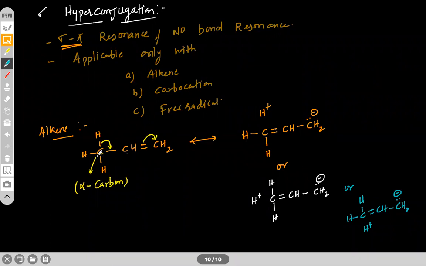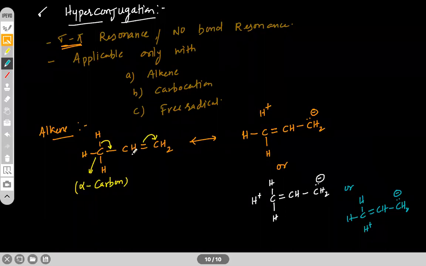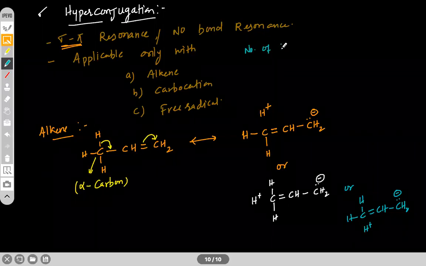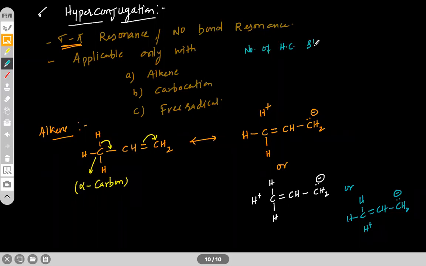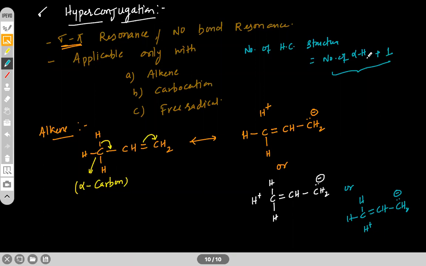You see, this is the alpha carbon, and the hydrogen attached to this alpha carbon we call alpha hydrogen. So the number of alpha hydrogens we have, that equal number of structures we can draw apart from the given one. Okay, so if they ask the number of hyperconjugative structures, that would be the number of alpha hydrogens, because we can draw that many structures, plus the given structure, which is 1. So the number of alpha hydrogens plus 1 is the number of hyperconjugative structures.